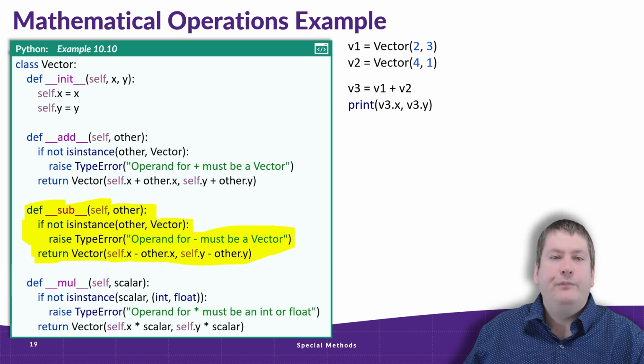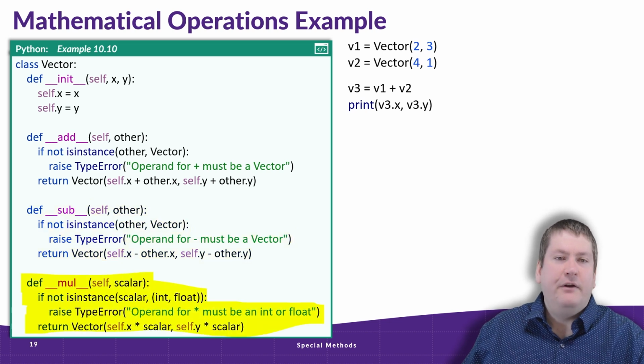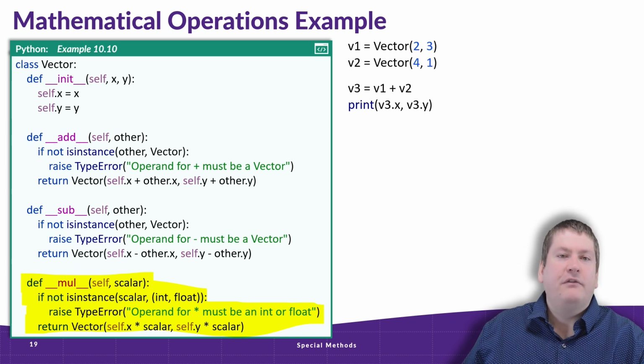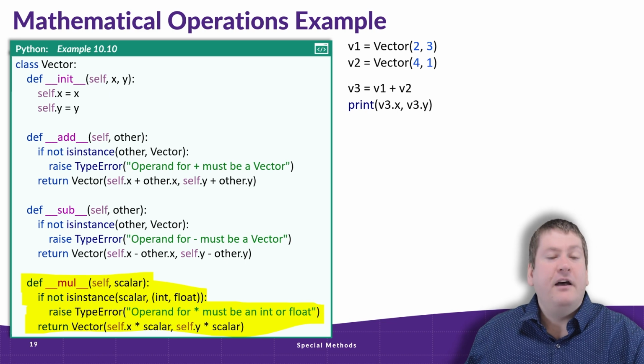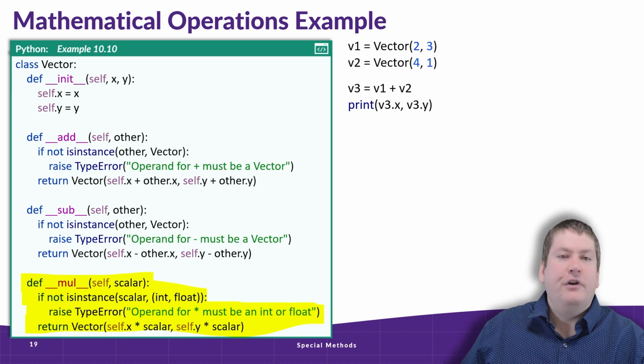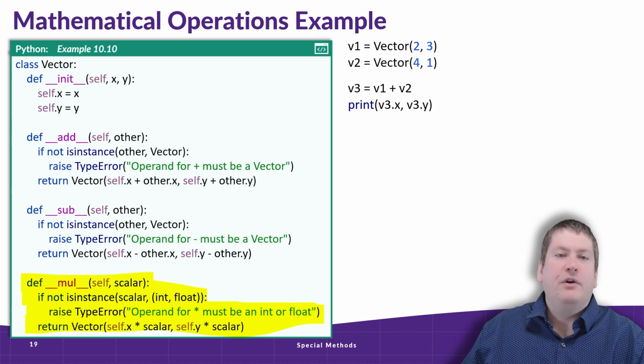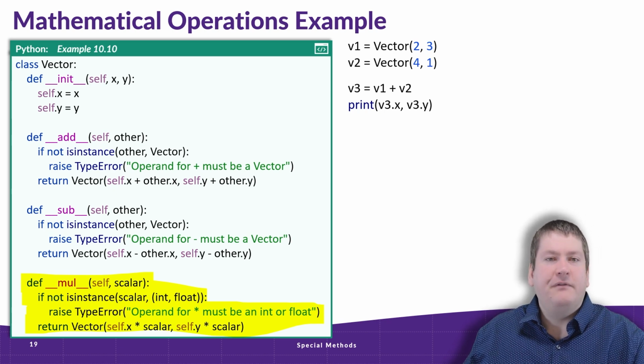Now, the multiplication down here is a little bit different because it's scalar multiplication. So instead of timesing a vector by another vector, we're going to be timesing it by either an integer or a float. So in this case, the other value is going to be either an integer or a float. If it's not, we're going to raise a type error. If it is, then we're going to multiply each coordinate by that scalar value.